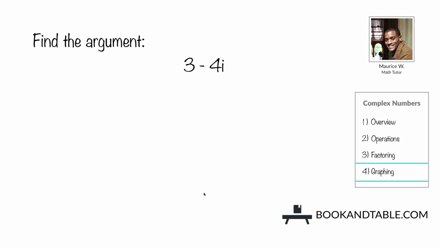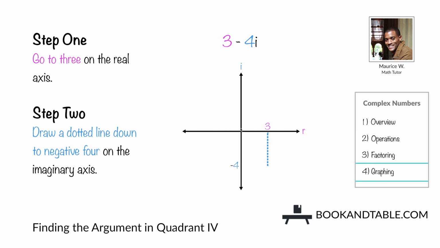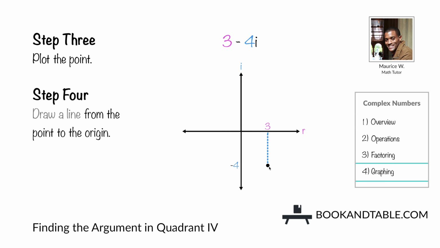So let's say we were asked to find the argument of 3 minus 4i. Step 1, we would go to 3 on the real axis. Step 2, we draw a dotted line down to negative 4 on the imaginary axis. And we plot the point here as a third step. And then draw a line from the point to the origin for step 4, creating our right triangle.